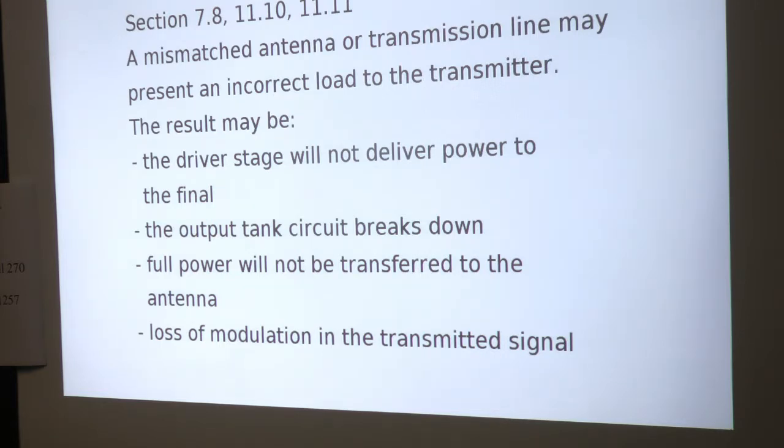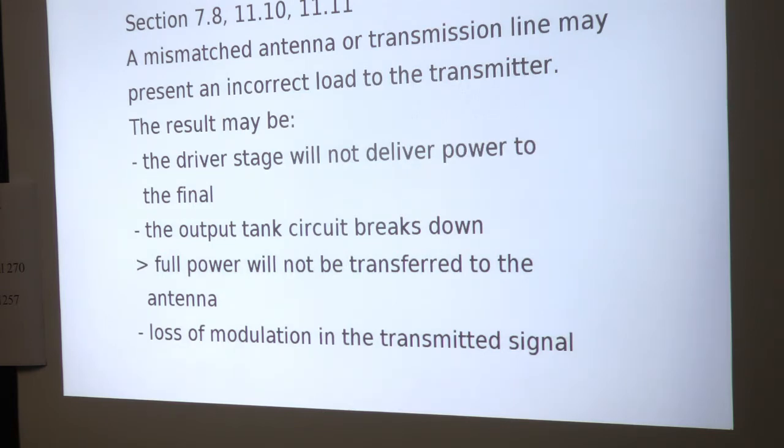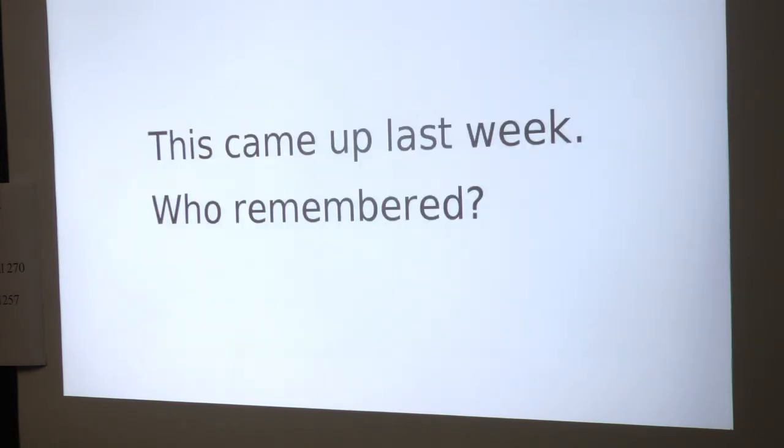But a mismatched antenna or transmission line may present an incorrect load to the transmitter. The result may be: full power not transferred to the antenna. That is correct. This came up last week. Who remembered it? This was actually in last week's questions.